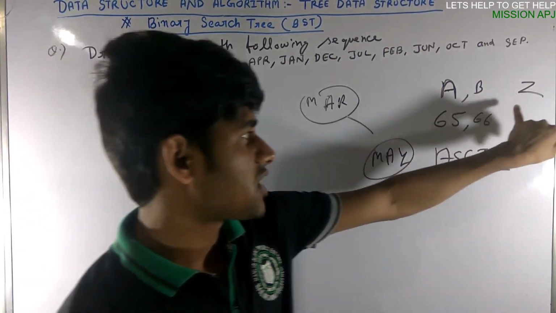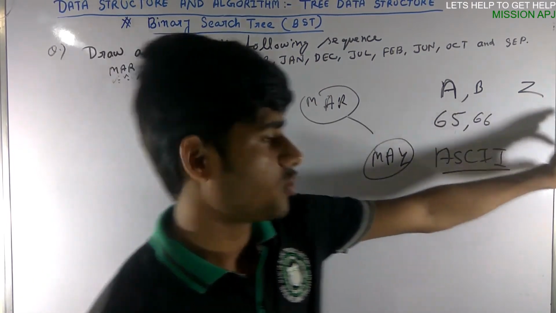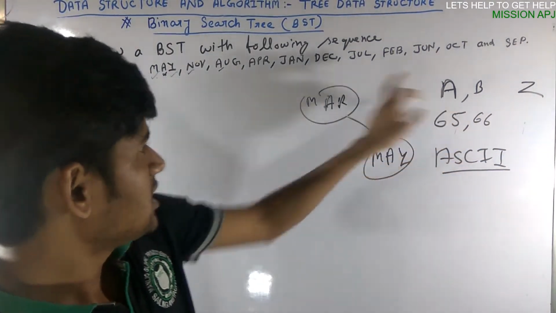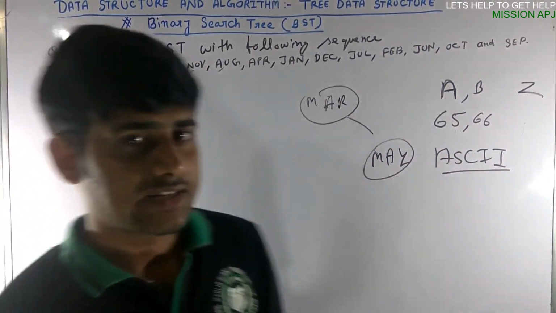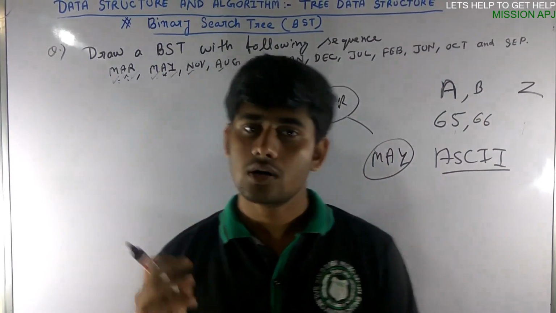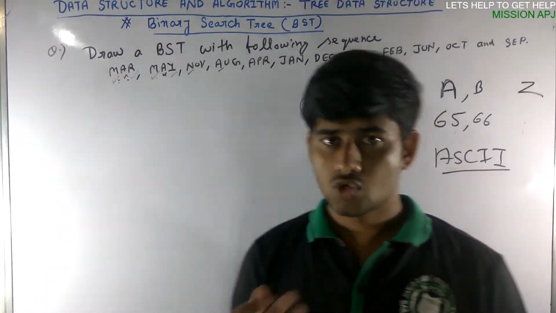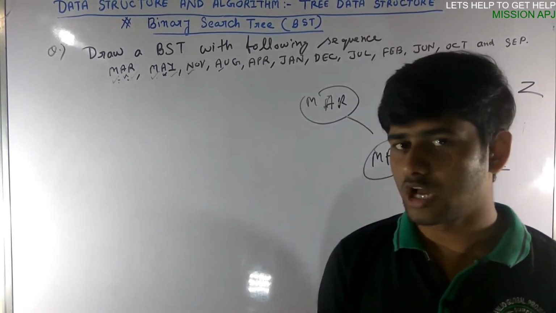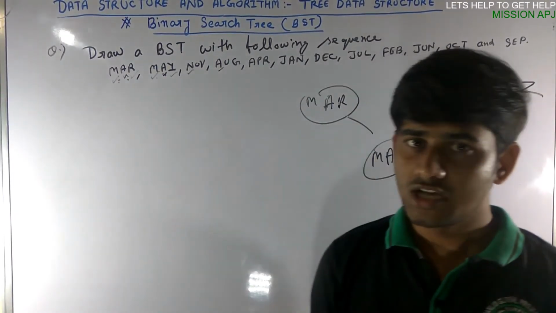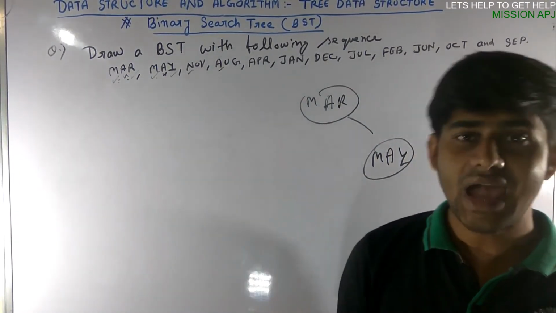A is 65, B is 66, C is 67. In this way we follow. So each letter can be seen as a numerical value. So in that way, now we can write a program, because programmatically now we can compare. So in a program, what we do is compare the ASCII value actually.